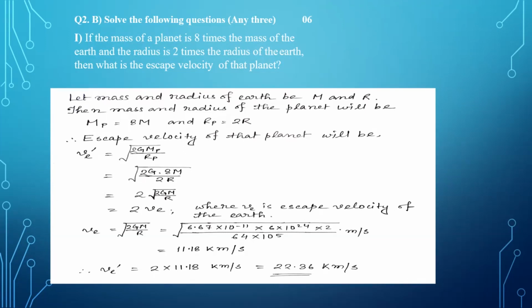What is the escape velocity of Earth? It is 11.18. So 2 into 11.18 equals 22.36 kilometer per second. That will be the escape velocity of that planet.